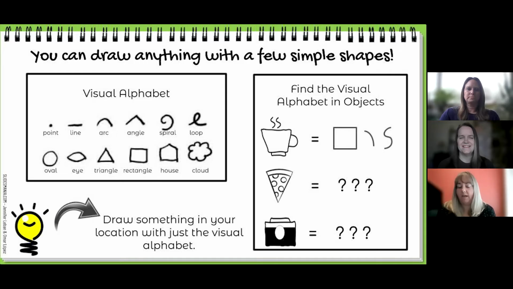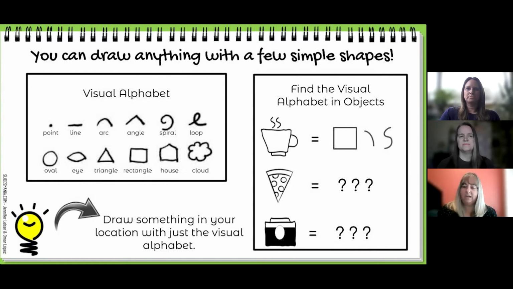So keeping in mind about the process over pretty that Erica mentioned to you, you can draw just about anything with just a few simple shapes. And this is where the visual alphabet comes in. The visual alphabet is made up of simple shapes that you've likely known since childhood. With just a few of these items, you can create just about anything.